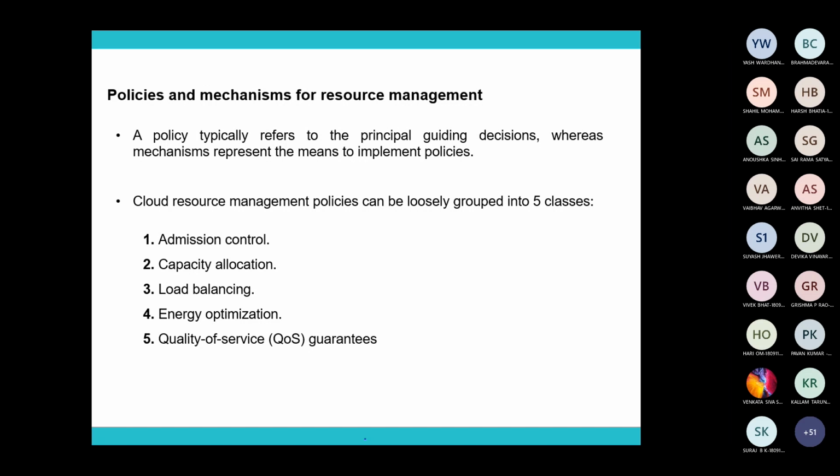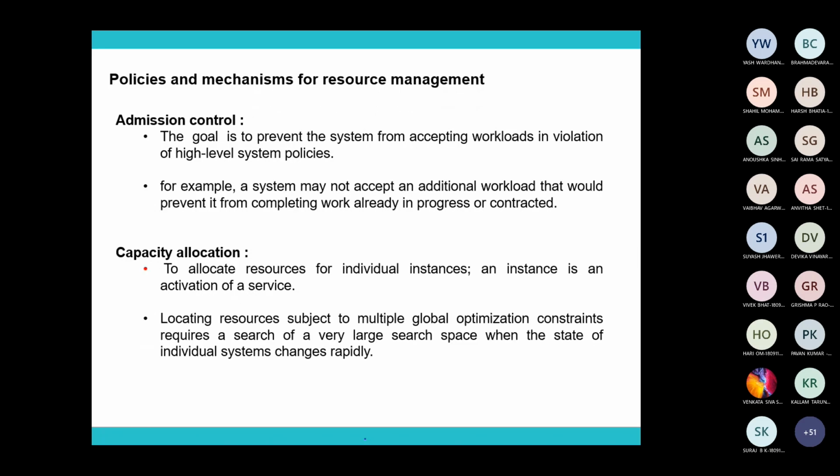Now, with respect to cloud resource management, policies can be loosely grouped into 5 classes. What are the different policies? One is admission control, capacity allocation, load balancing, energy optimization, and quality of service guarantees. So one is about admission control. The name itself tells what exactly this policy talks about.